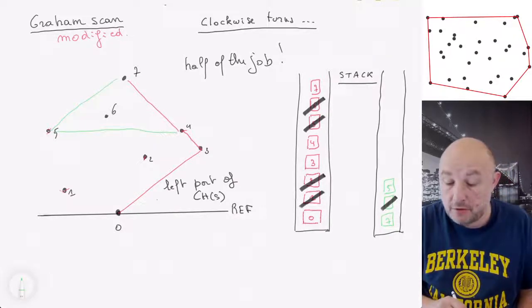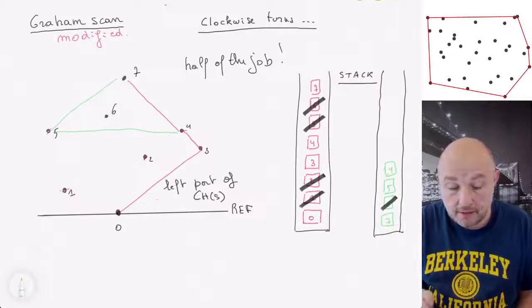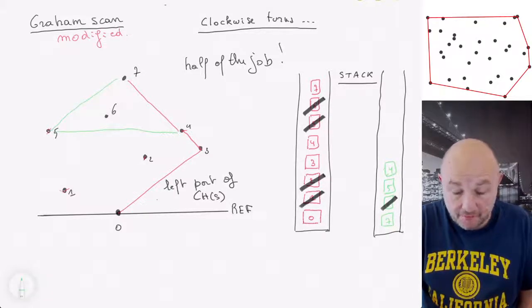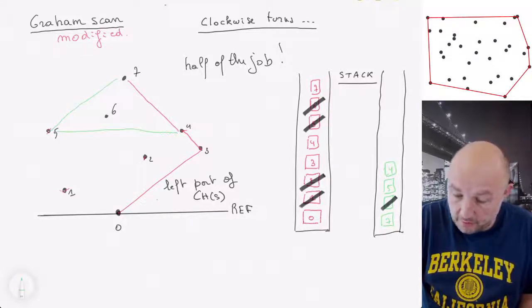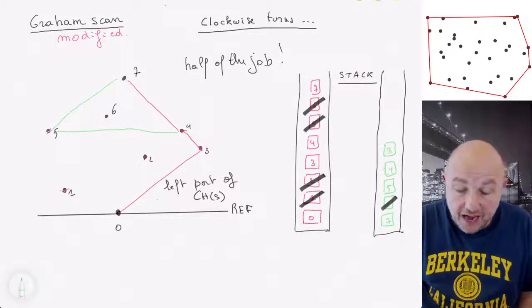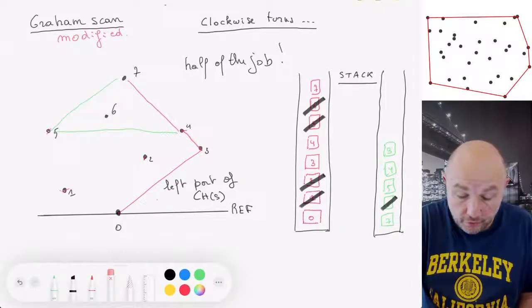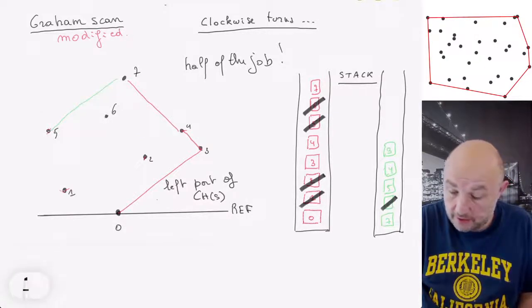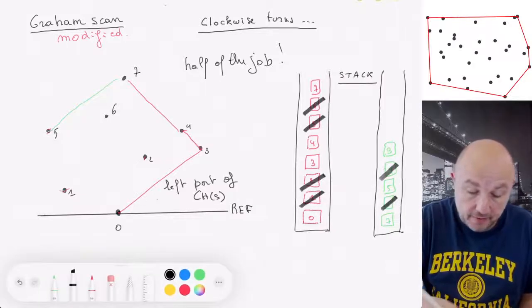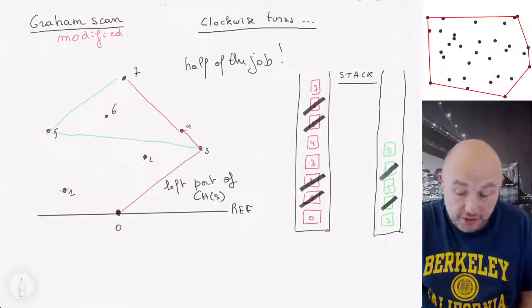Then we go 4. But of course, 7, 5, 4: is it a right turn? Yes, it is. There's no problem. So we leave 4. And then we go 3. But of course, 5, 4, 3 is a bad turn. It's a clockwise turn. So we remove that, and then we replace it by this one. 7, 5, 3 is okay.